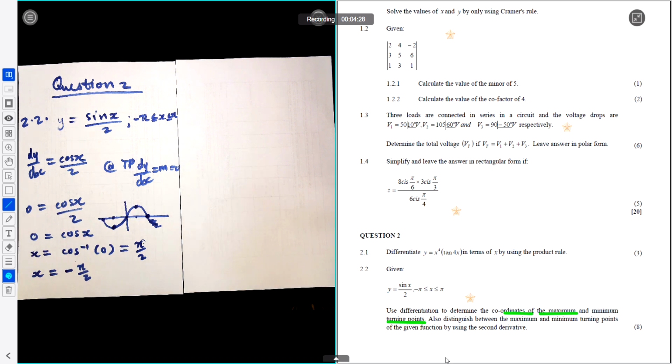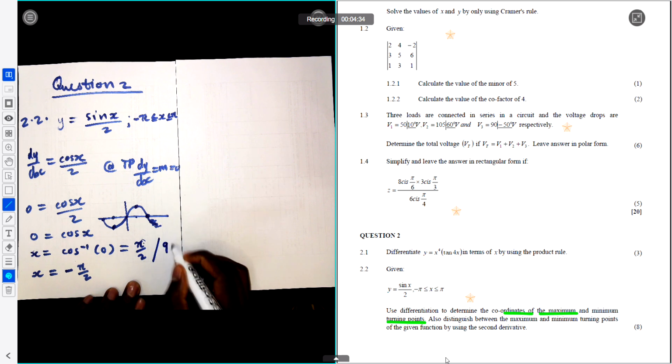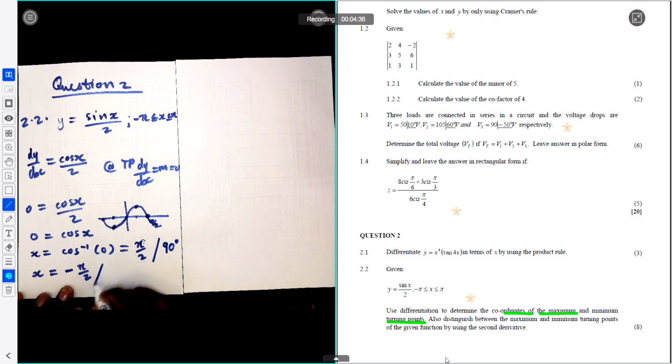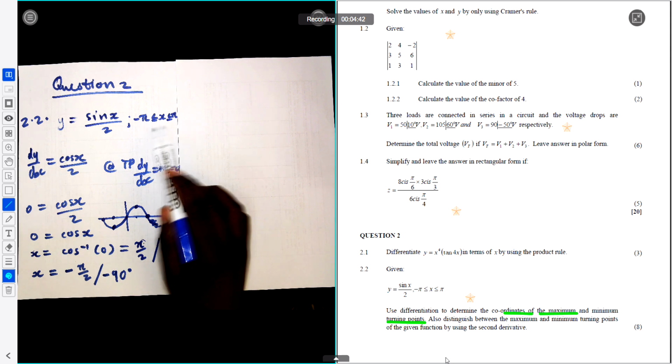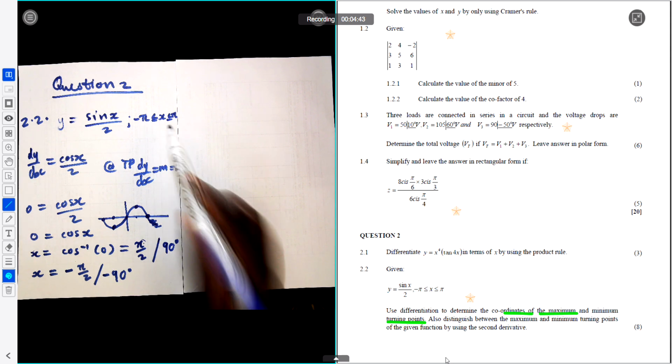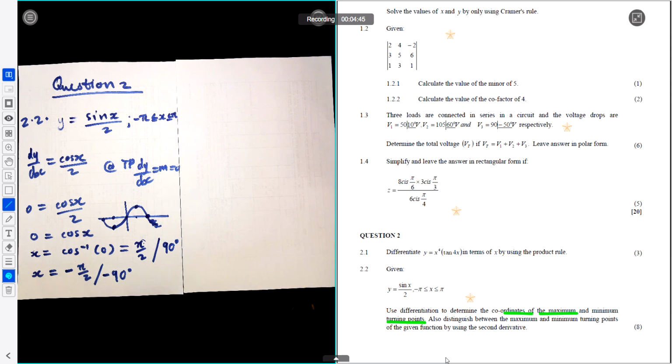Now we need to find the y values to state. Let me even specify here. Some of you would get 90 degrees, or this one is negative 90 degrees. But we're following the initial domain that is given in radians. So we work in radians. That's why I changed the calculator to radians. But when you're done, change it to degrees.